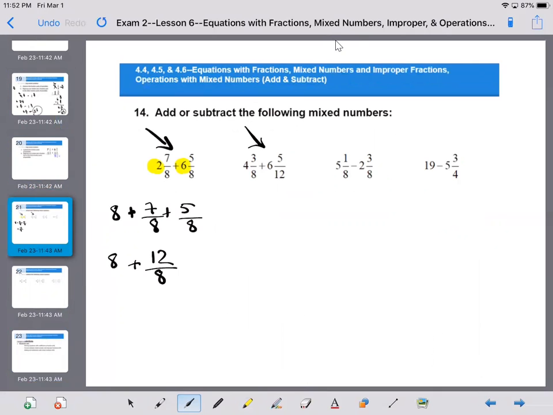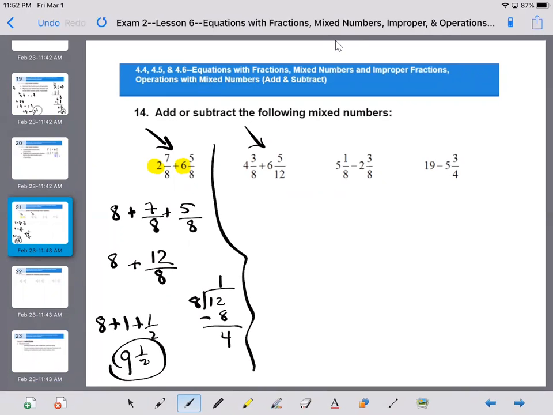And then 12/8 I want to change to a mixed number. So that would be 8 will divide 12 one whole time. So that would be 1 and 4/8, and 4/8 is the same as 1/2. So I have 8 plus 1 plus 1/2, or I have 9 1/2.